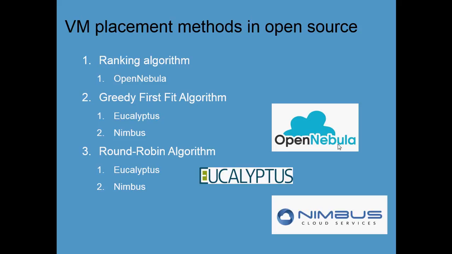Eucalyptus and Nimbus also use the round-robin algorithm that records the last position visited and starts from the last visited position next time.